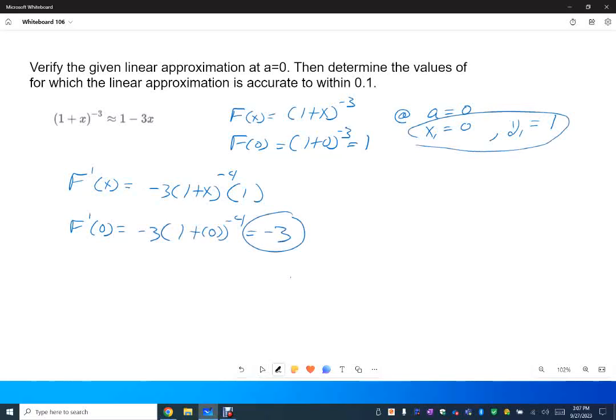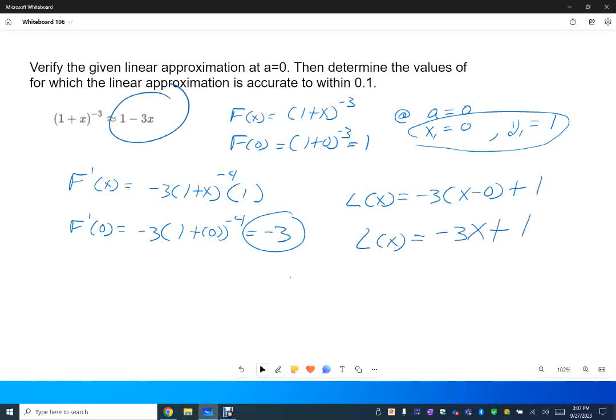My linearization is going to equal m times (x minus 0) plus 1, or simply negative 3x plus 1, which does in fact match.